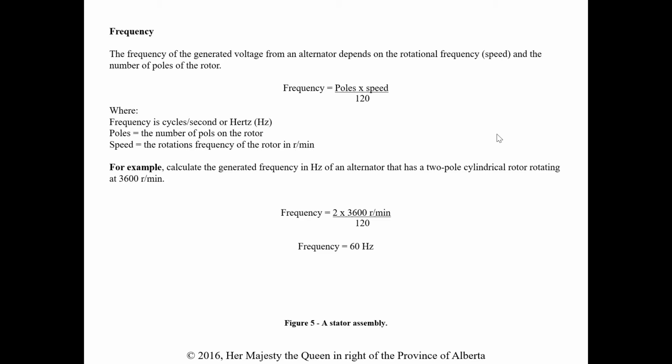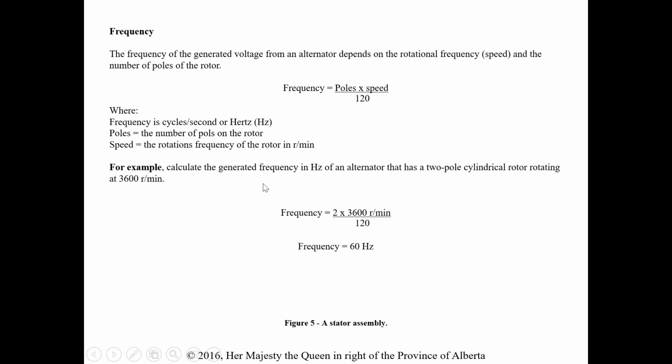So then your module talks about frequency. Based on the poles and the speed, we can get the expected frequency output of our alternator. You're familiar with this formula; we've used it in third year as well. Again, frequency is cycles per second, measured in hertz. Poles is the number of poles in the rotor, and the speed is in revolutions per minute. And then our constant of 120, because we're using poles, not pairs of poles.